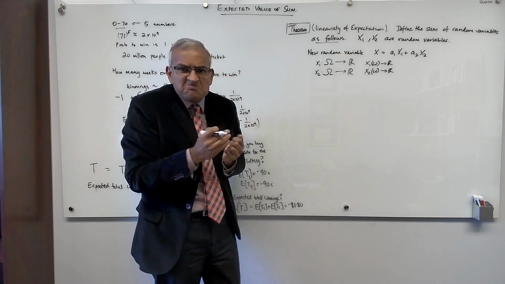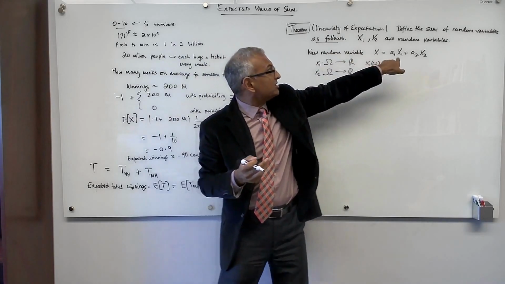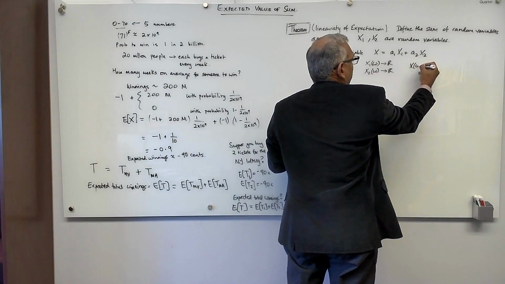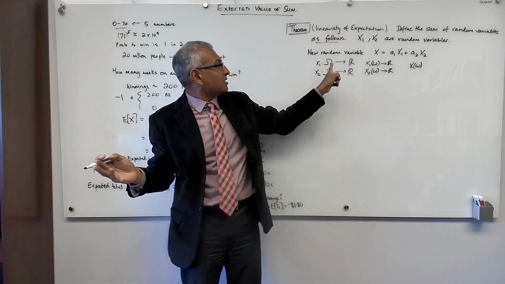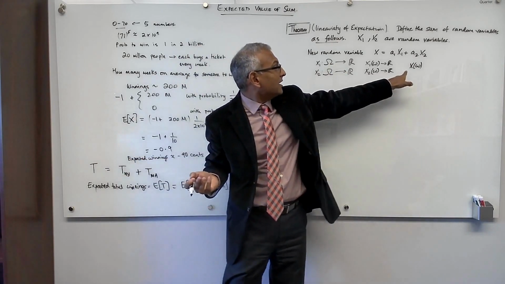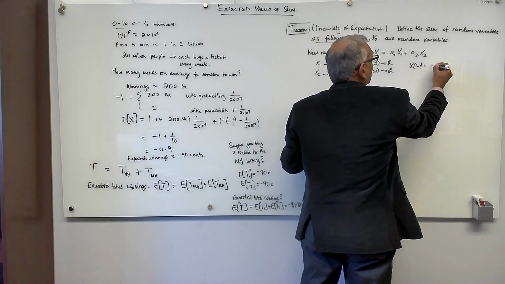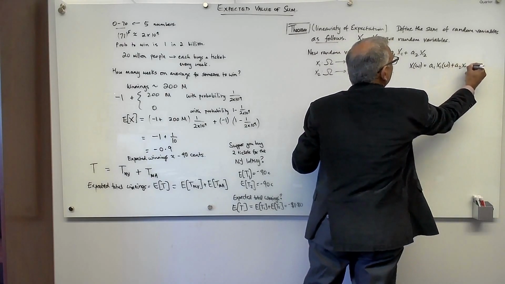Okay, and I can take the sum of two functions. I can define a new function, which is the sum of two functions. So x of w. So x is a new random variable. It's a function that maps my sample space to the real numbers. And I'm going to now define it for you. Okay, x, when it sees the outcome w, simply outputs a1 x1 of w plus a2 x2 of w.